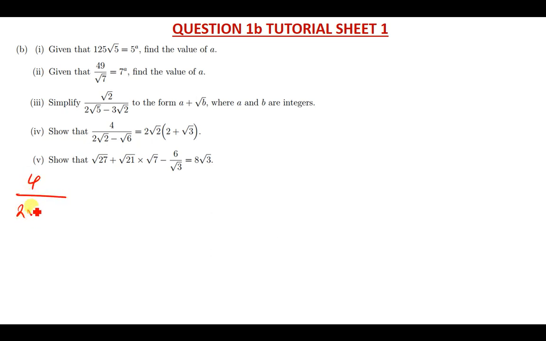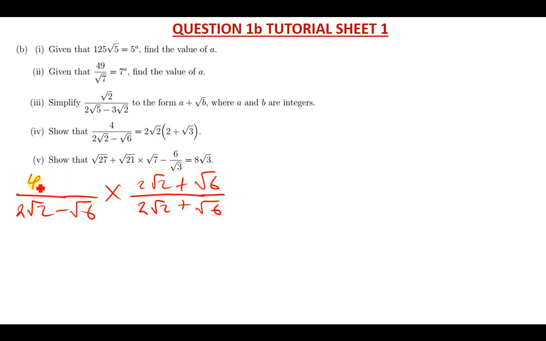We have 2 root 2 minus root 6. So we find the conjugate of the denominator. The conjugate will simply be the same denominator, but we change the sign. So the conjugate will be 2 root 2, and here there's a minus, meaning here we're going to have a plus, then root 6. Then on top we write the same, 2 root 2 plus root 6.